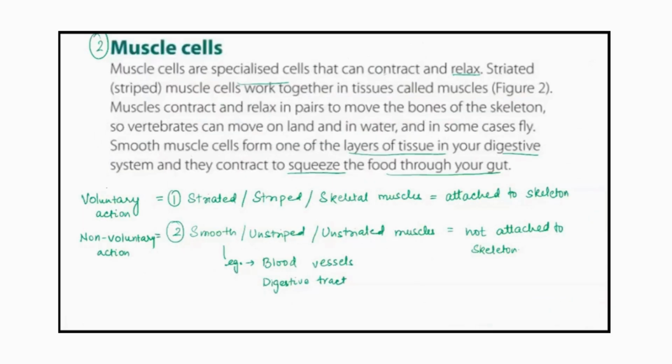Muscle cells are another variant. You have two types of muscles: voluntary action, that is dependent on your wish. It may be striated, striped, skeletal muscles. For involuntary action, you have smooth, unstriped, unstriated muscles.